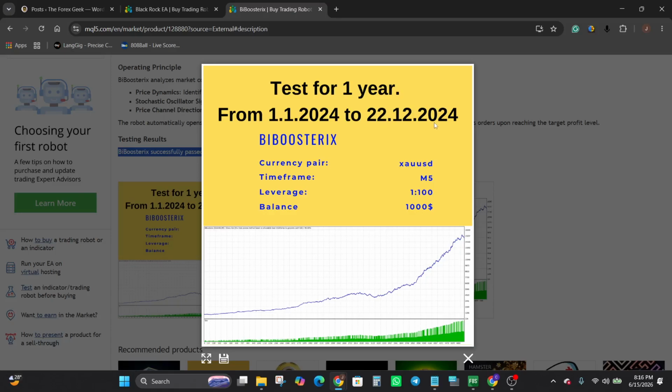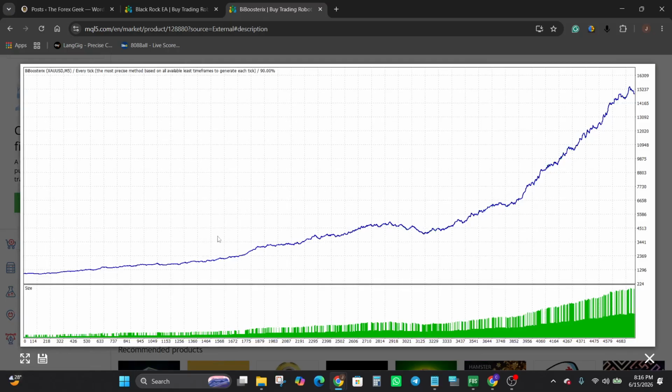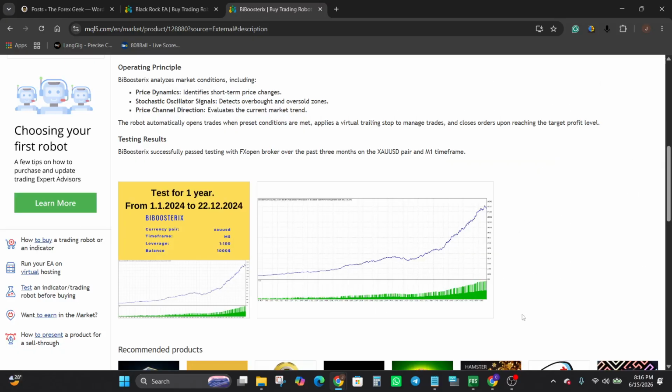22nd December 2024. Currency pair XAUUSD, time frame M5, leverage 1 to 100, balance $1,000. And here we can see quite an interesting equity curve or balance curve, right? Steady growth, a very gradual rise at some point, then there was quite a steep rise from there. Okay, so let's head over to our strategy tester.